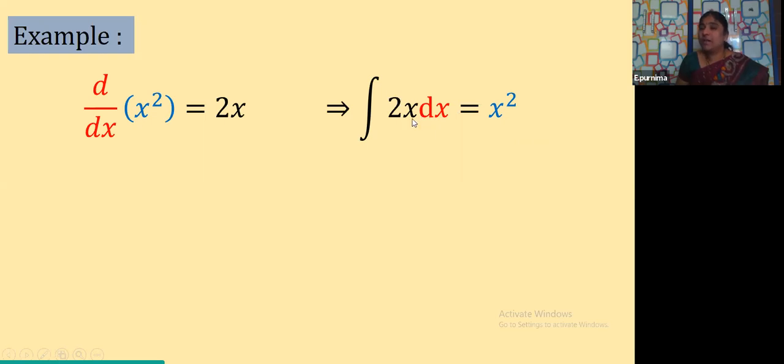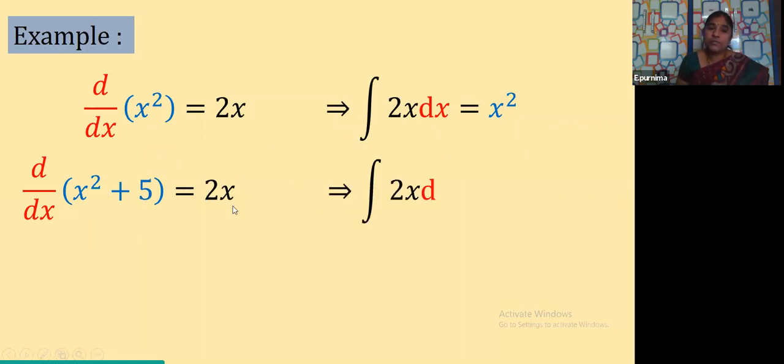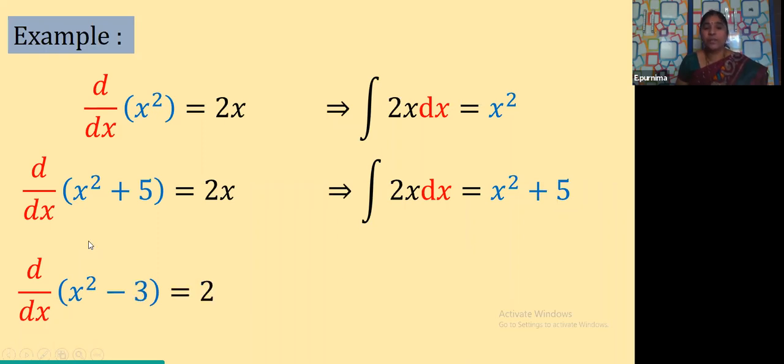Why is it 2x dx, children? Just now we have seen in that example, f of x into dx, I told, no? Yes. So that is integral 2x dx is equal to x square. Let us see one more thing. Here d by dx of x square plus 5 is equal to 2x. Why is it 2x, children? Because the differentiation of a constant is 0. We know that. So that's why d by dx of x square plus 5 is 2x. That means when you are integrating this, I should get back this or not. So it implies integration of 2x dx is equal to x square plus 5. Let us see one more. d by dx of x square minus 3 is equal to 2x.